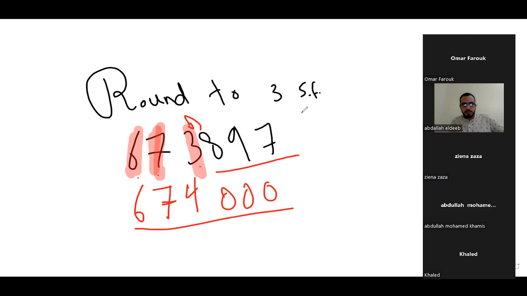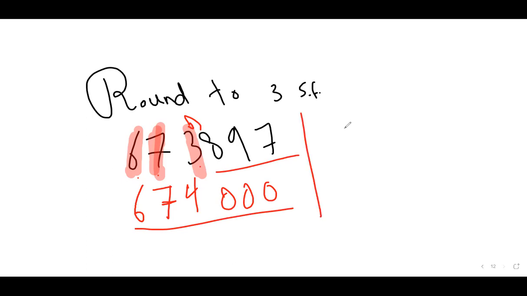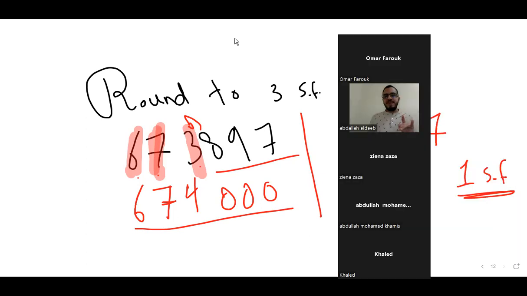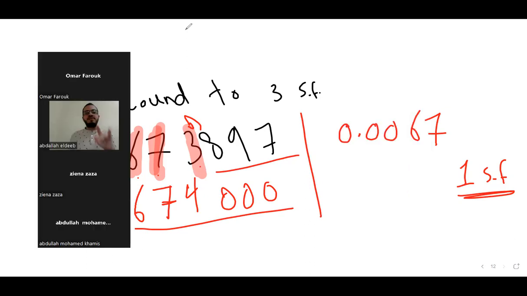Here, another example. I needed to round to 1 significant figure. Here we have a trick, because you need to count the non-zero digit number.